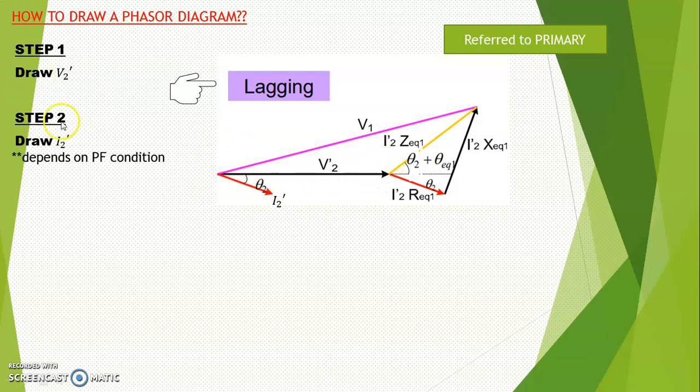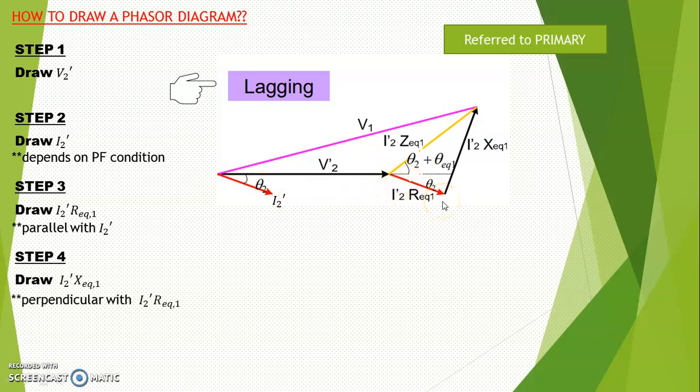Next you draw the I2 prime. The I2 prime here depends on the power factor condition. In this case you have a lagging condition, so the I2 prime lags the V2 prime. That's why your I2 prime is located here. Then step number 3, you need to draw the I2 prime multiplied by R equivalent. The I2 prime multiplied by R equivalent is parallel with the I2 prime, so you just draw it here.